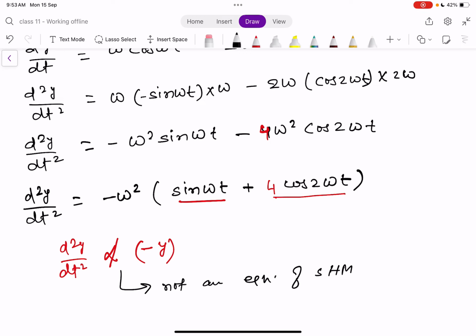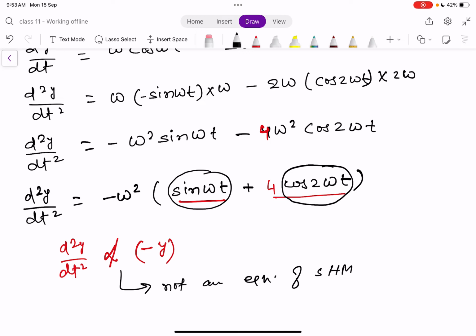If it is not SHM, can it be oscillatory motion? Yes. Sin omega t and cos 2 omega t, both are periodic functions. They will oscillate about their mean position. So this is oscillatory motion but not SHM.